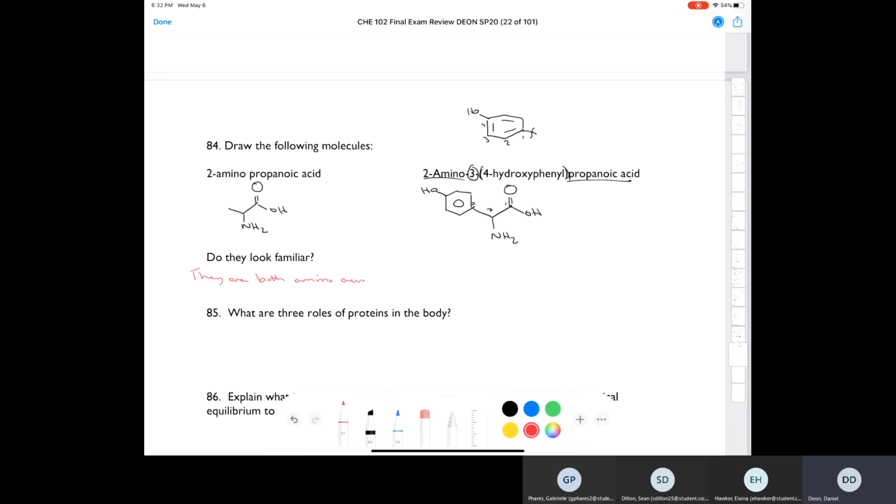Amino acids. Okay, and again, I wouldn't expect you to be able to memorize all of the amino acids, but this one here, this is alanine, and this one here is tyrosine. Again, you don't have to have those memorized.